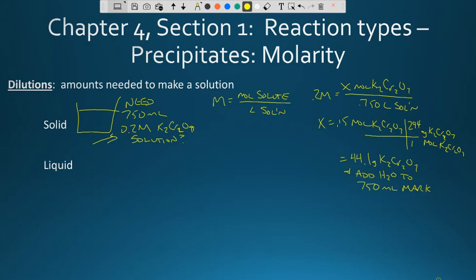I actually don't know how much water I'm going to add because this will displace the water. So I would have to just fill it up to that mark. And remember with this, we always want to say that if this is my 750 milliliter mark, I want to reach the bottom of the meniscus hitting that 750 milliliter mark. Okay, so that's what we do when we have a solid.